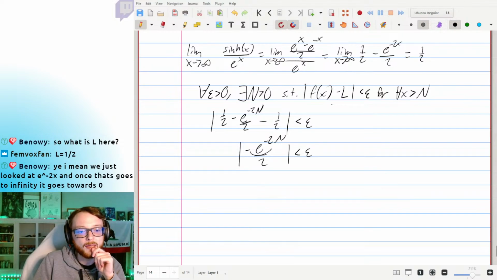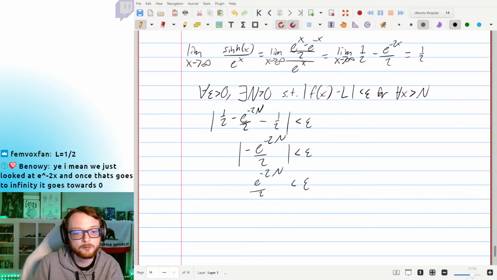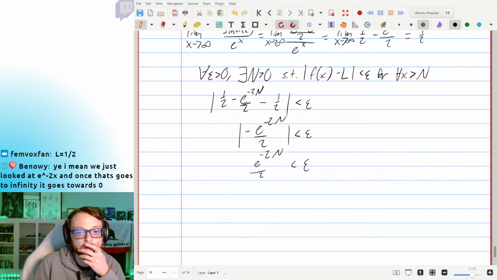Okay, so e to a number is always positive, 2 is always positive, so that negative sign can just go away. I think we can just solve this for n. And that's going to be how we choose n.